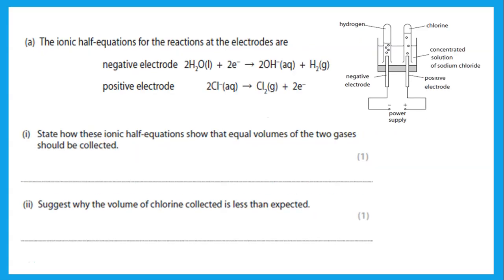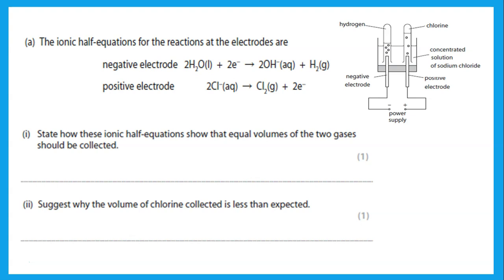So this is a question on electrolysis of concentrated solution of sodium chloride, and we're given two equations. Please notice that the equation given at the negative electrode is different from what we wrote. We wrote H plus plus electrons to give hydrogen gas. Here he's writing it in a different way, H2O plus electrons to give hydroxide ions plus hydrogen gas.